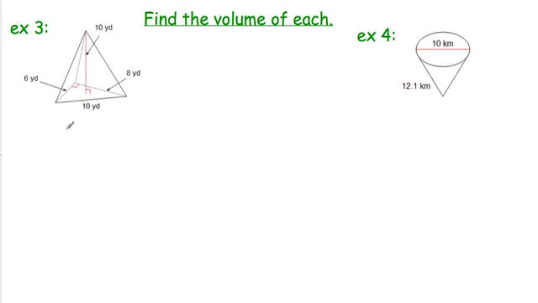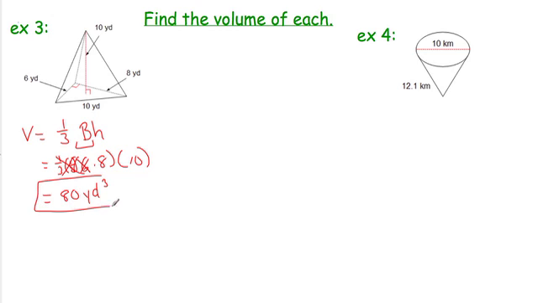All right, let's find the volume of these. So volume of a pyramid equals 1/3 big B times H. What is the base here? It's a triangle. So 1/3 times base times height, 6 times 8, times our height is 10. 1/3 times 6 is, oh wait, what did we forget here? A triangle is 1/2, right? Can't forget that. The area of a triangle is 1/2 base times height. All right, so 1/3 times 1/2 is 1/6. 1/6 times 6 is 1, so 1 times 8 times 10 is just 80 cubic yards. There we have it.